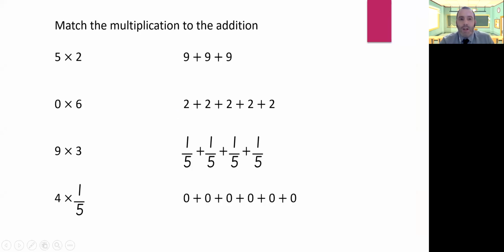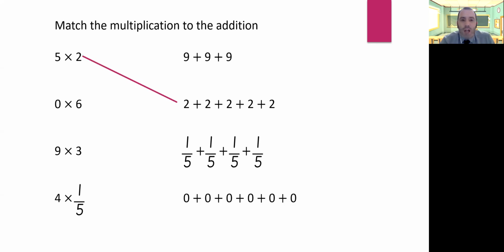So your first thing we're going to do, your warm-up task, we're going to match the multiplication to the addition. Pause here to have a go with this. Okay, how have we got on? So it's important to remember that multiplication is just repeated addition. So 5 times 2 is the same as 2 add 2 5 times over. So it'll be 2 add 2 add 2 add 2 add 2, which is this one here.